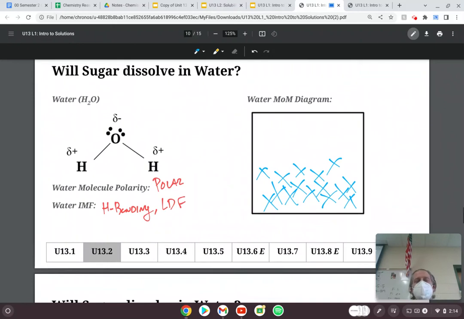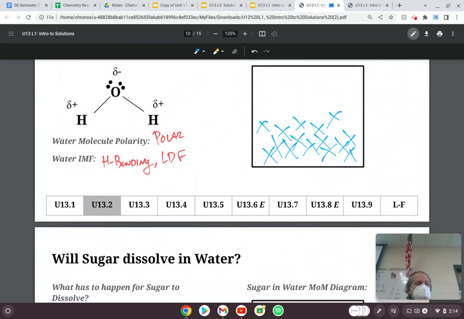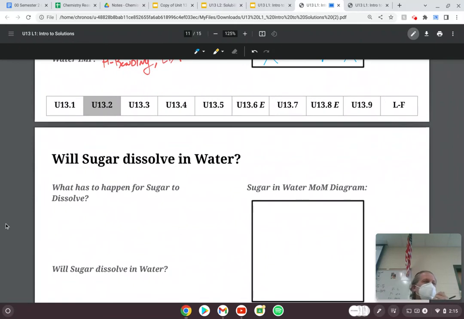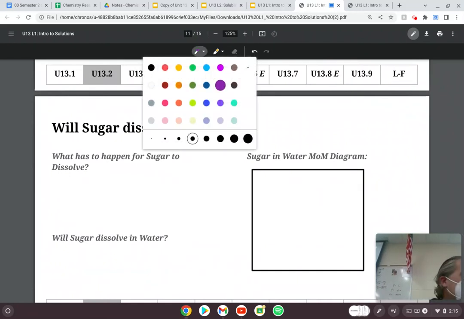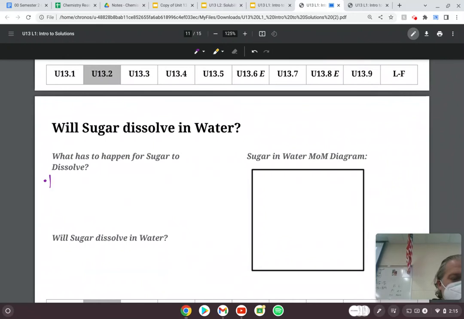So then, what happens? We know that sugar is going to dissolve in water because your personal life experience should tell you that, right? So what makes the sugar dissolve in water? What things have to be present or have to have happened in order for this to occur? Well, let's see. The first thing that has to be true is that the intermolecular forces of attraction between the molecules of sugar need to be overcome.